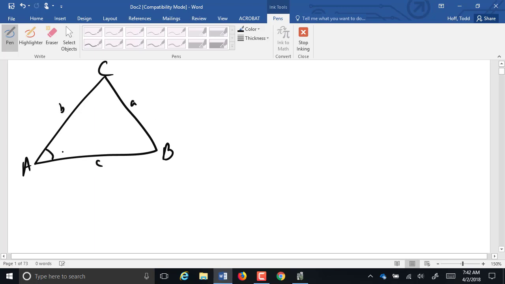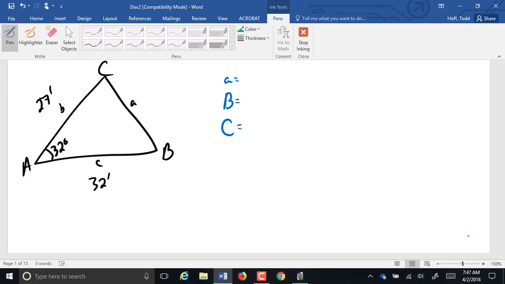Now for this one, I'm going to give you that this angle here is 32 degrees. Yes, 27 feet, and this is 32 feet. Find the missing pieces. Okay, so here we go. This is a law of cosines situation. There is no side and opposite angle. The side that we're looking for is A. That's the only side that's missing.